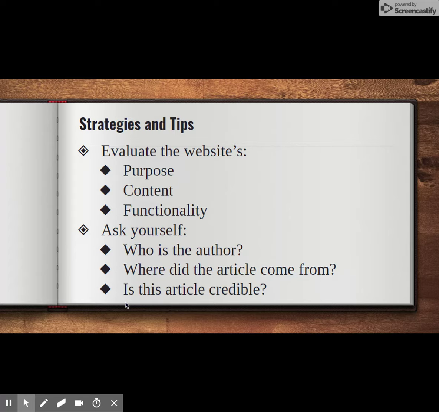Last but not least, ask yourself whether the article is credible. You have to form your own conclusion based on the previous questions you answered about the website.